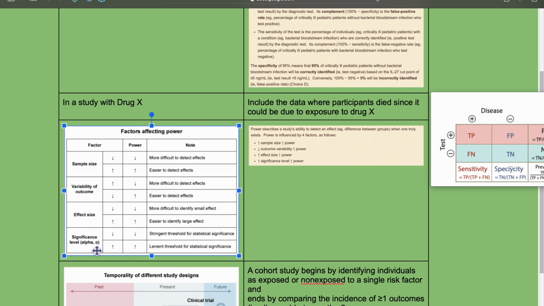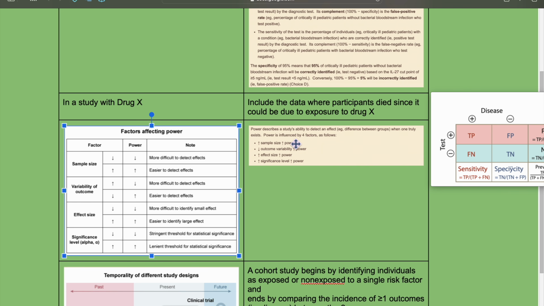Significance level, or alpha, right? If it's decreased, again, power is going to be decreased. That's a stringent threshold for statistical significance. If the significance level alpha is increased, then power is increased. That's a lenient threshold for statistical significance.